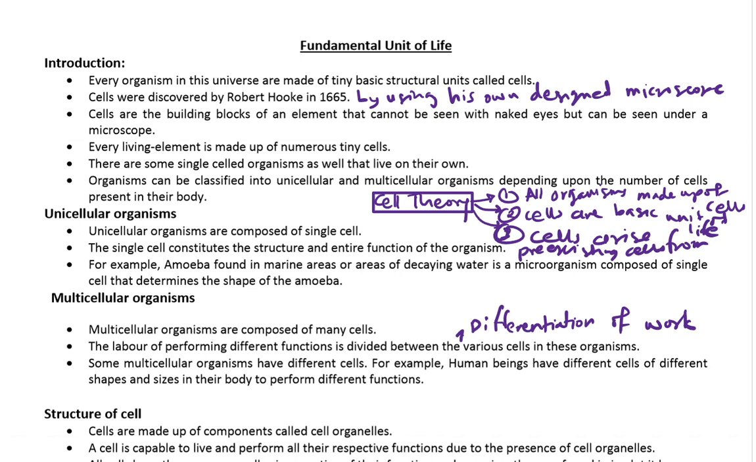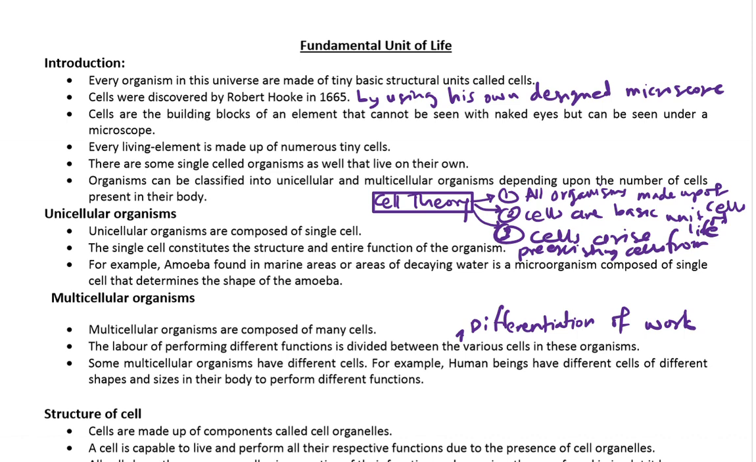What is a cell and how was it discovered? Every organism in this universe is made up of a tiny basic structural unit called a cell. When we build a building, we need small rooms. Those rooms are made up of walls, and walls are made up of bricks. In the same way, any organism is made up of small units, and each small unit is called a cell.